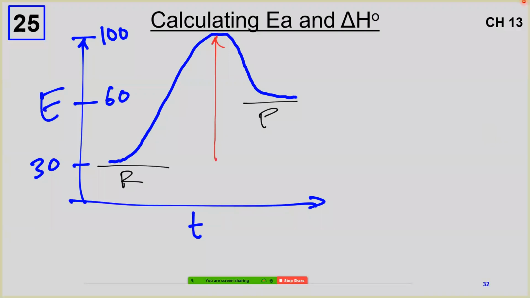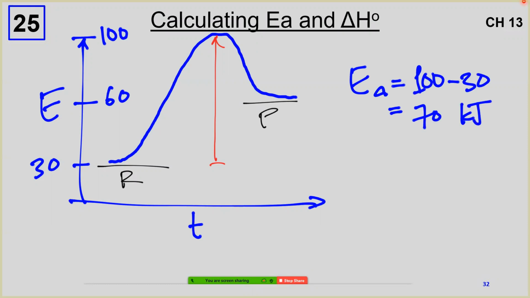So how do we calculate the activation energy? So again, the activation energy is the difference in the energy between the reactants and the highest peak. Okay, so that would be 100 minus 30. So activation energy equals 100 minus 30, and that's 70 kilojoules. Assuming that this is in kilojoules per mole. Okay, so that would be kilojoules per mole.